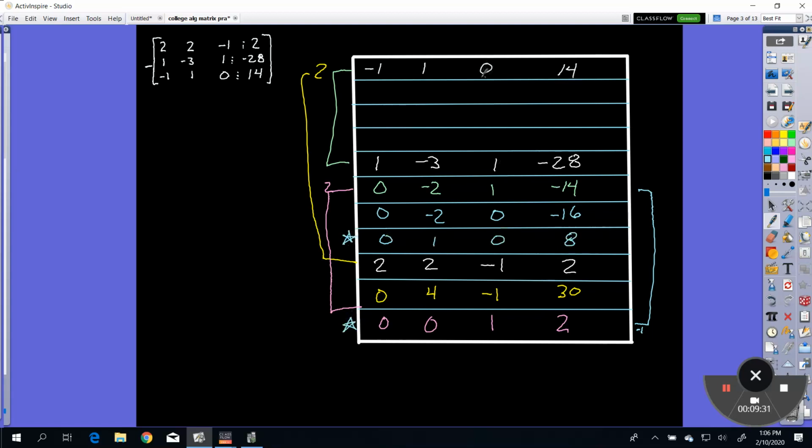Now on the top one, that's already a 0, so I don't have to do anything. Normally I would have to take this row and add it to this to get this to become a 0, but since it's already there, it's done.